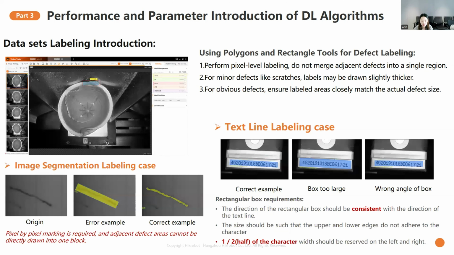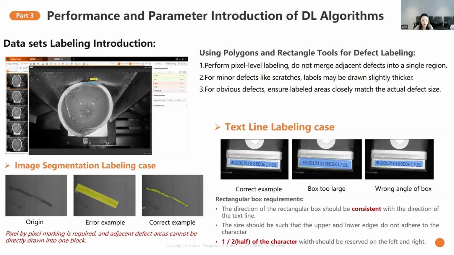So for the next part, I will clarify some key considerations for labeling during the training process. When we mark the detection defect region, we can use the polygon and rectangle tools. There are some requirements for this process. The first is that we need to perform pixel-level labeling. Don't combine adjacent defects into a single region.